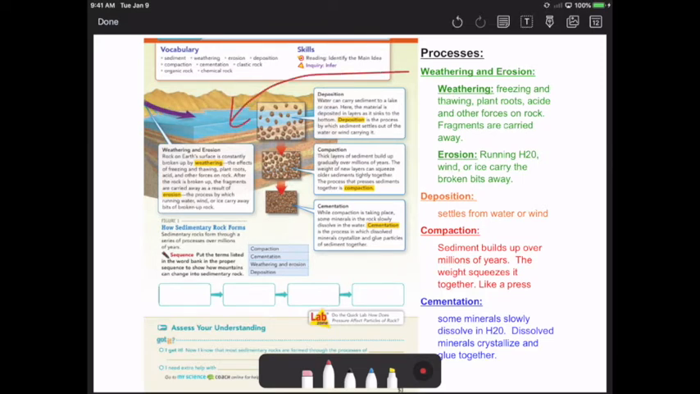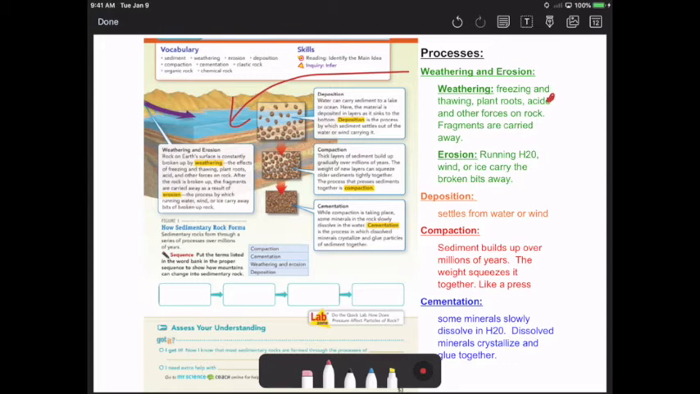So weathering and erosion. The first step is weathering. Weathering is the freezing and thawing of rock. Plant roots help break up rock. Acid can break up rock, and there are other forces on rock. It could even be an earthquake or anything like that, something that breaks it apart. And then there are little fragments. So the rock breaks up from weathering.